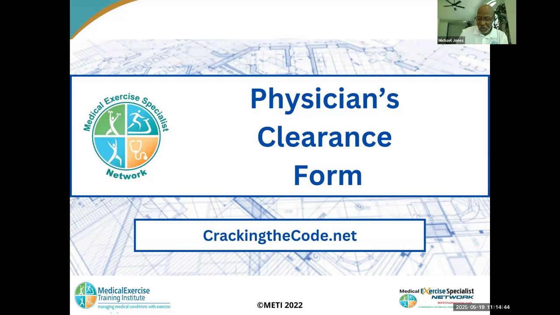Please review the patient's medical history, indicate whether there are any restrictions or contraindications to participating in the program. You're asking the physician now to note the diagnoses, any relevant surgery or medical history. Are there any contraindications or precautions for this patient? Recommend restrictions or considerations. The physician signs it, phone number, fax, signs it.